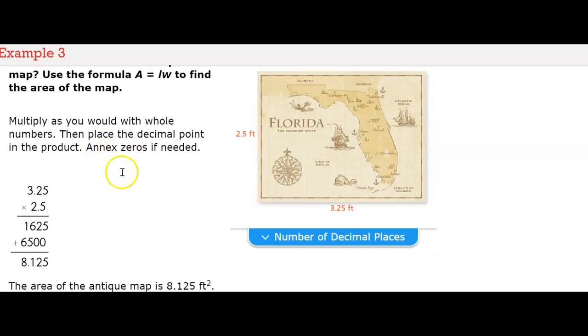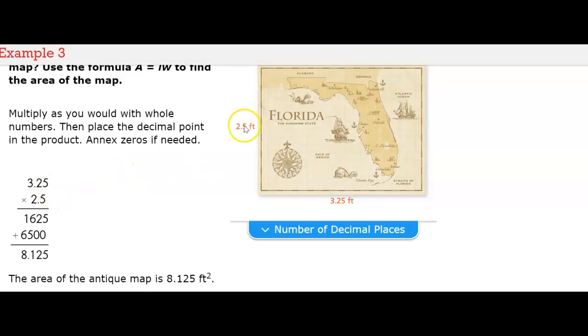So we're multiplying the length and the width. As you see, when multiplying decimals, they do not have to be lined up. The decimals do not have to be. So we just have our numbers lining up. And then you multiply first your 5s, which is in that ones place, by all of that, and then your 2s. And then you add it together, and then you place your decimal. And so the area of the map is 8 and 125 thousandths feet squared.